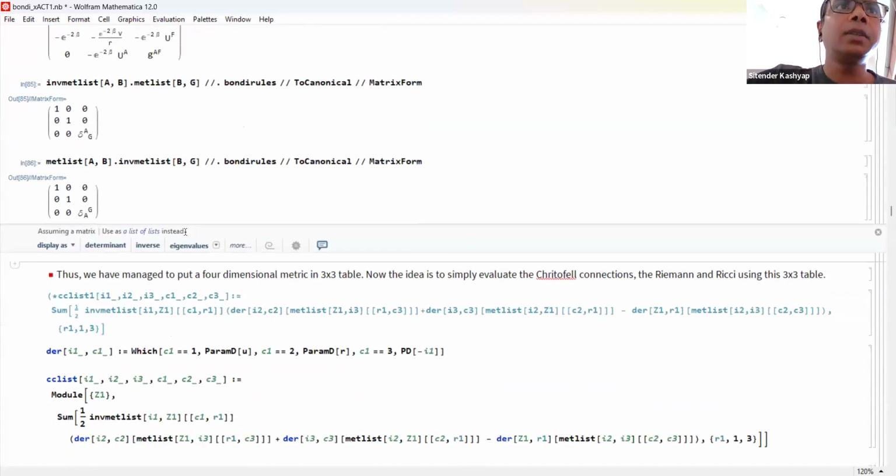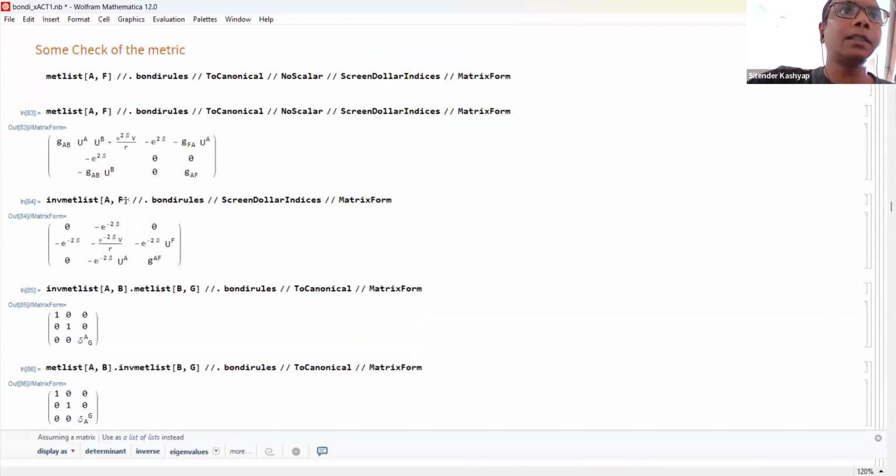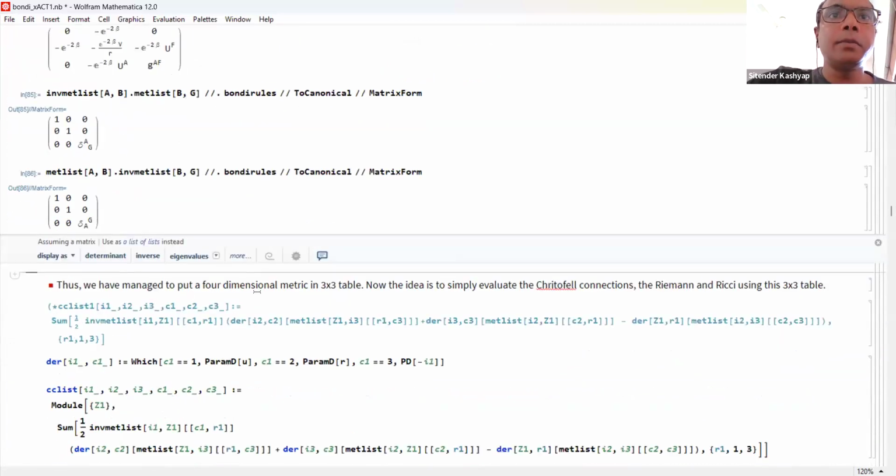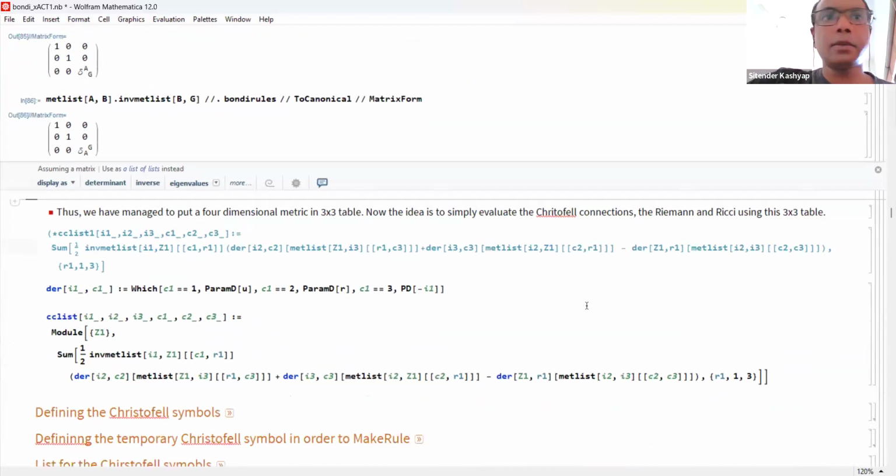And now the idea is that these 3x3 matrices, we'll take them as the metric. Let me just read it. Thus, we have managed to put a 4-dimensional metric in a 3x3 table. Now the idea is to simply evaluate the Christoffel connections and all the geometric quantities, the Riemann tensor and Ricci scalar, using this 3x3 table. I will not show that. We all know how, given a metric, to calculate the Christoffel connection.